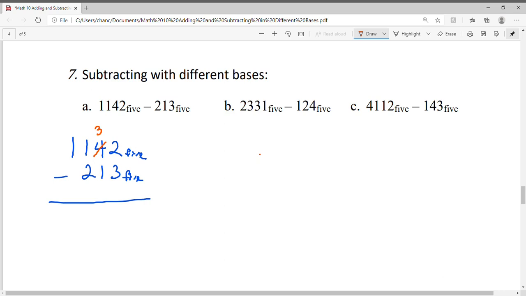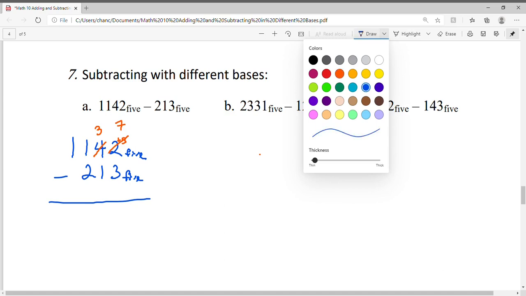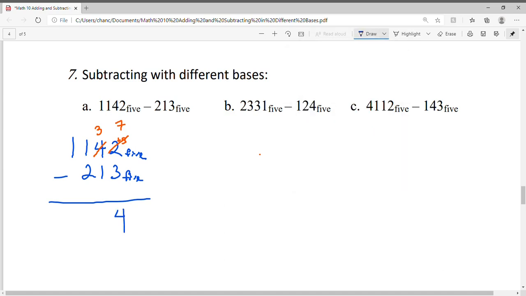Now, when we add it to the 2, we do not add 1 to it. We don't borrow a 10. This is base 5. So we're actually adding a 5 to this. So we borrow from that 4. We're borrowing a 5. So this 2 actually becomes 2 plus 5, or 7. Now we can subtract. Gives me 4. I can now subtract 3 minus 1, which is 2. 1 minus 2, that's not possible. I gotta borrow.